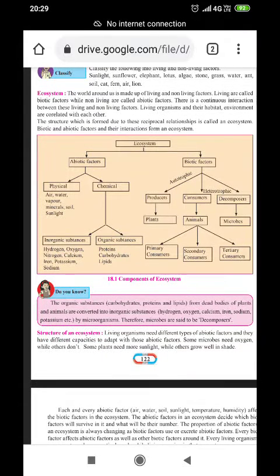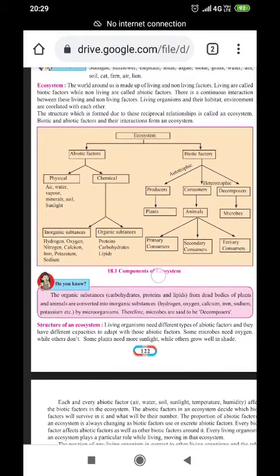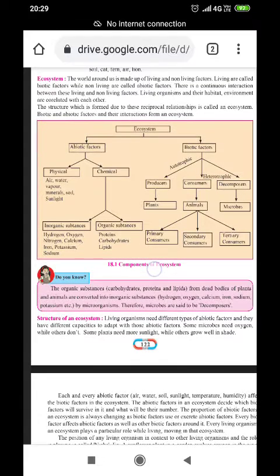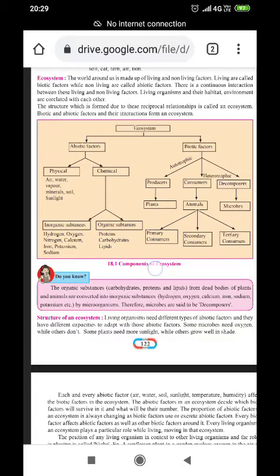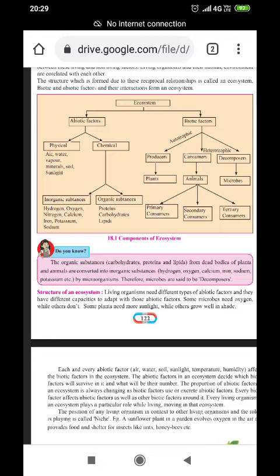Ecosystem. The world around us is made up of living and non-living factors. Living are called biotic factors, while non-living are called abiotic factors. There is a continuous interaction between these living and non-living factors. Living organisms and their habitat environment are correlated with each other. The structure which is formed due to this reciprocal relationship is called an ecosystem. Biotic and abiotic factors and their interactions form an ecosystem.